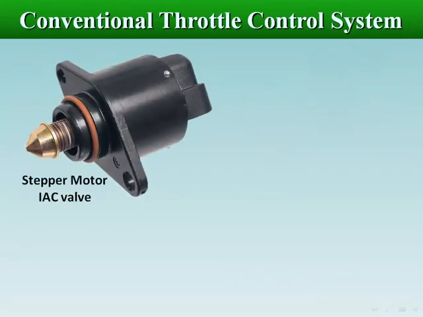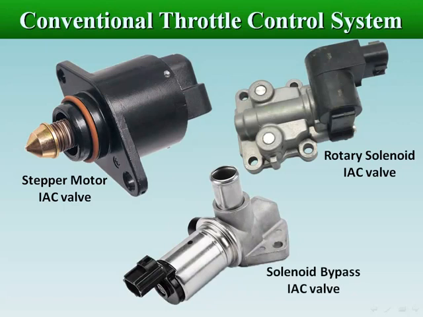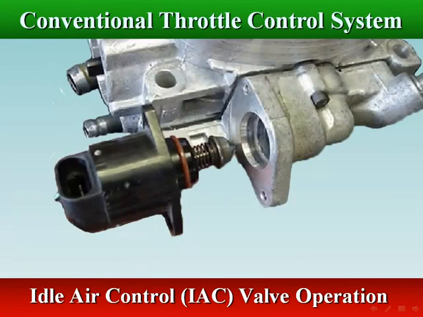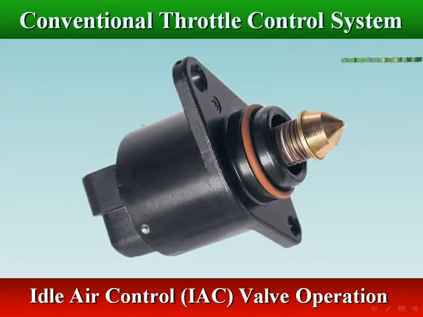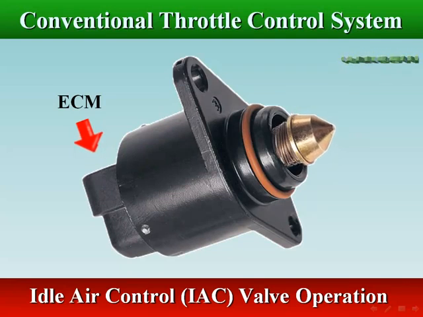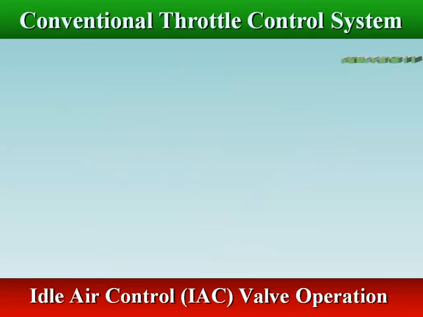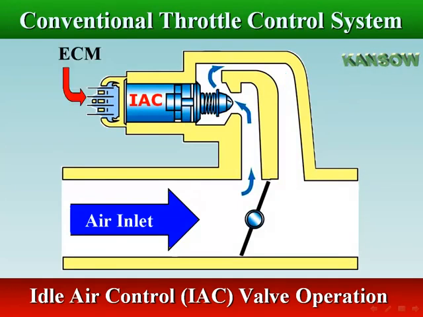IAC valves are operated by a stepper motor or electric solenoid. An IAC stepper motor has a tapered pintle that seats into a corresponding tapered seat. The stepper motor moves the tapered pintle in steps into or out of a matching tapered seat, thus varying the amount of air passing through the valve. As the valve steps increase, more air bypasses the throttle valve.